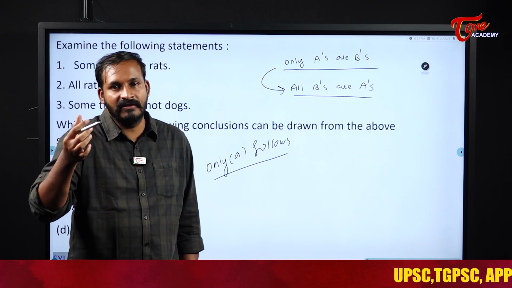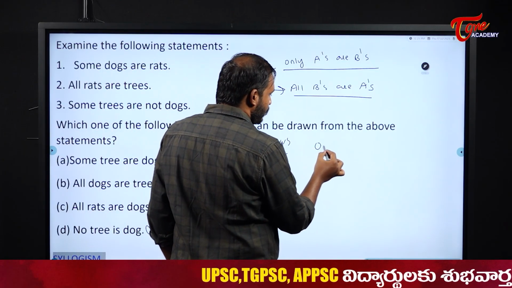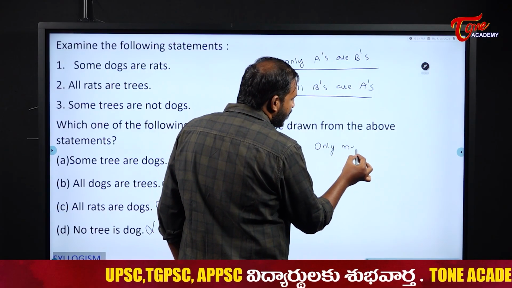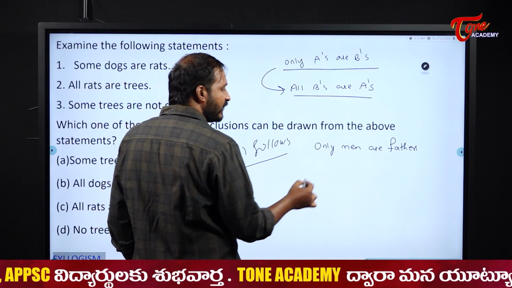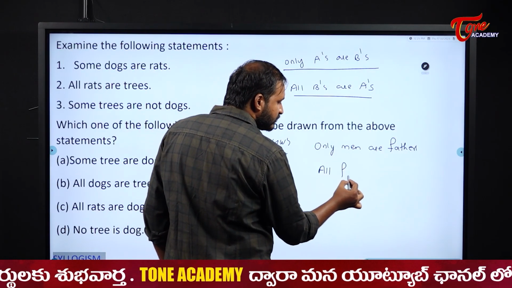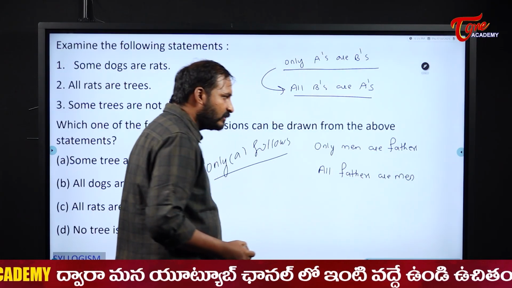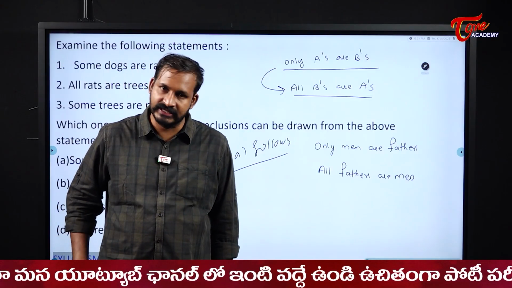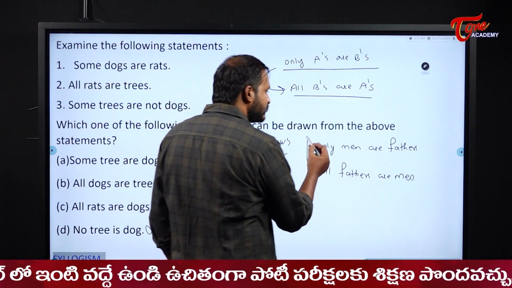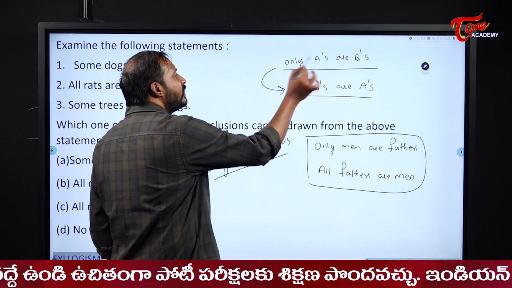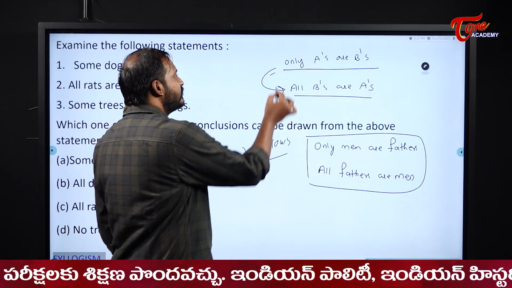Sir, how is it? I will tell you a simple statement so that you will have a clear idea. Only men are fathers. Or else, what can I say? All fathers are men. Is it correct or not? Only men are fathers. Yes, sir. Then obviously all fathers are men, right? This is the condition. So similarly here also. Only A's are B's means all B's are A's. Please be careful, students.